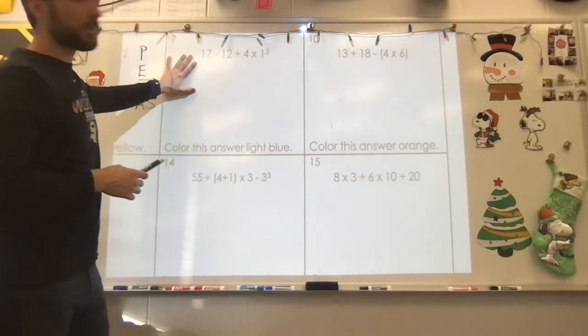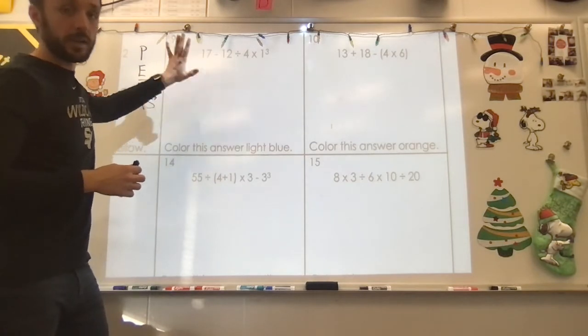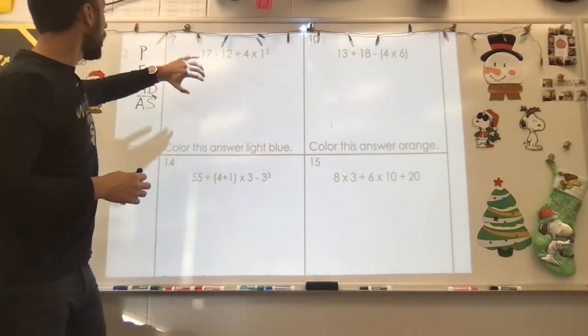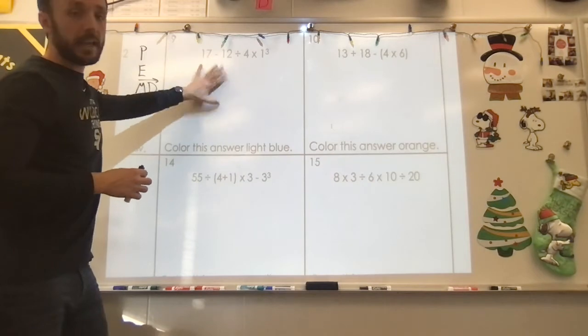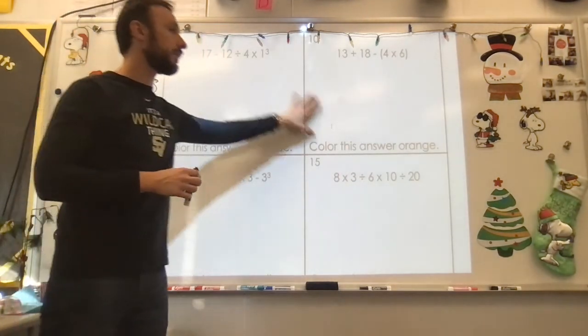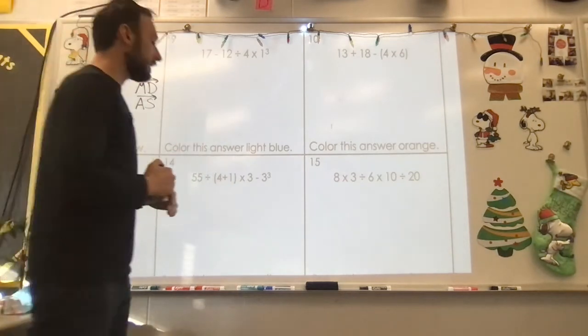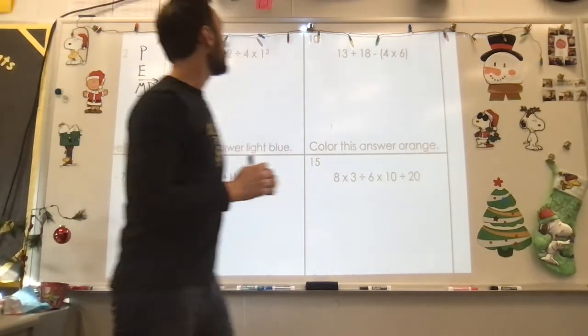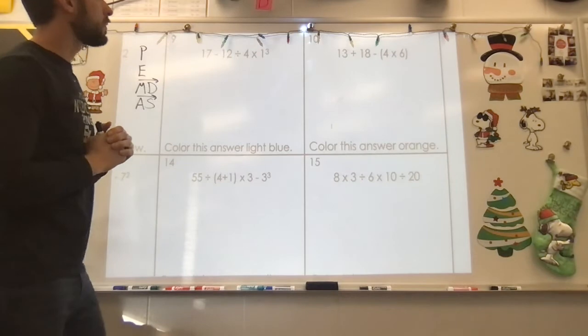So my first problem, number 9, so this is number 9 on your worksheet. On number 9, you do not have to show your work. All I want you to do is write down the answer to number 9, and you're good for these 4 problems in that side section of your homework. So number 9 says 17 minus 12 divided by 4 times 1 to the third.